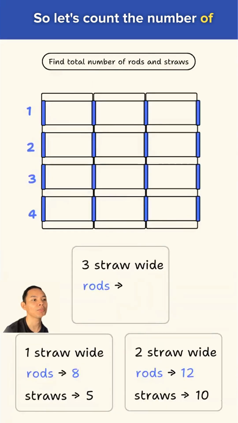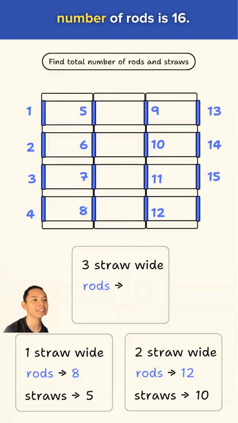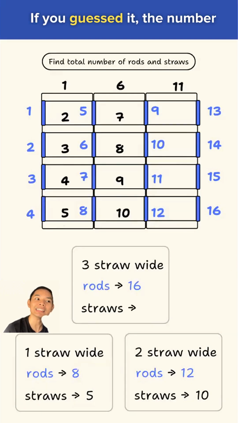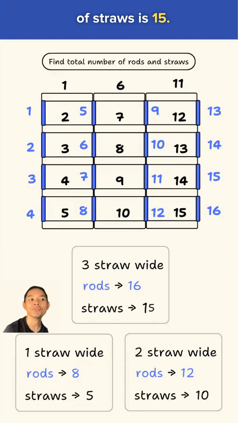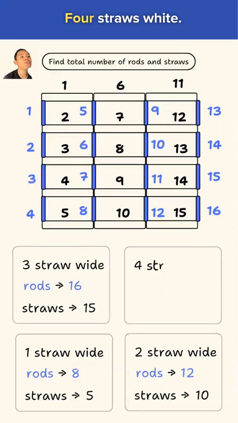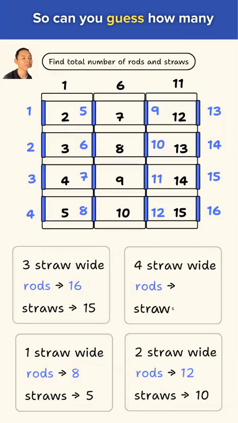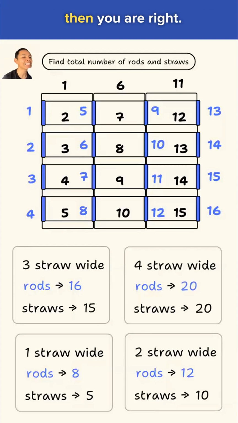So let's count the number of rods. And if you guessed it, the number of rods is 16. What about straws? If you guessed it, the number of straws is 15. Can you see the pattern? Wait, let's do one more. Four straws wide. Can you guess how many rods and straws there would be for four straws wide in this figure? If you answered 20 for both, then you are right.